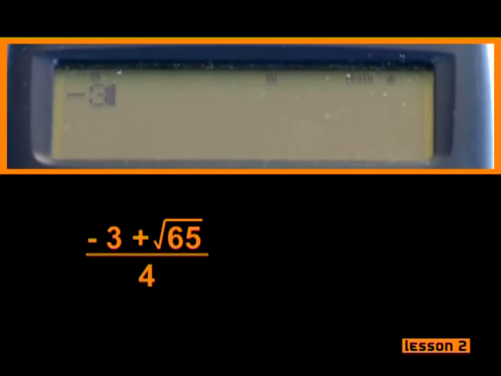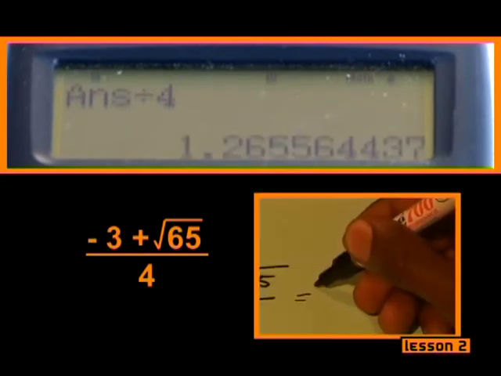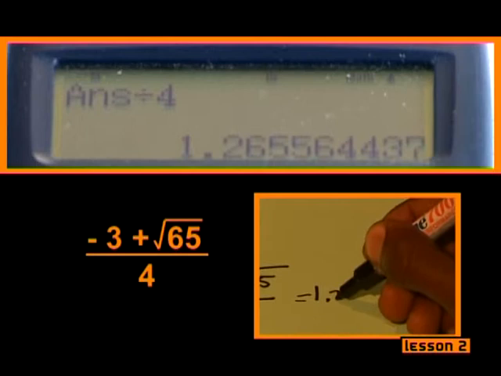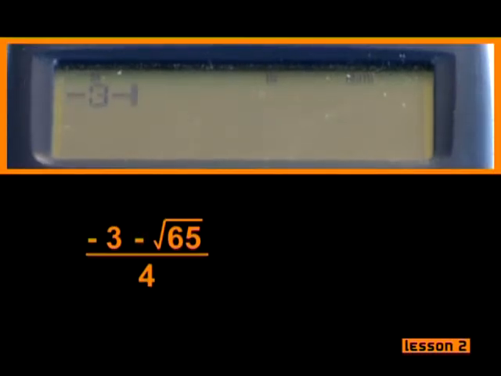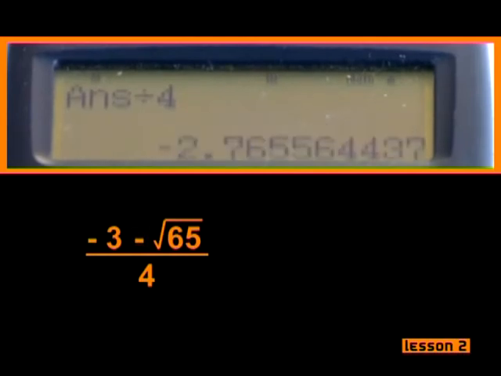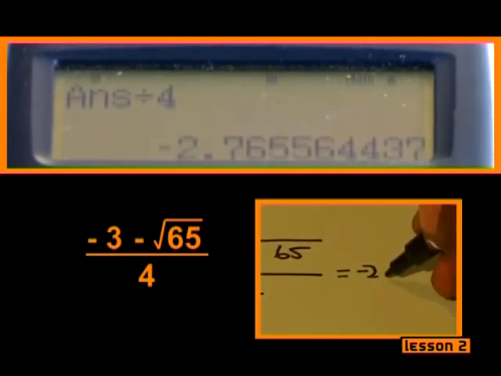So if I put that into my calculator, I get that x equals 1.27 or x equals -2.77.